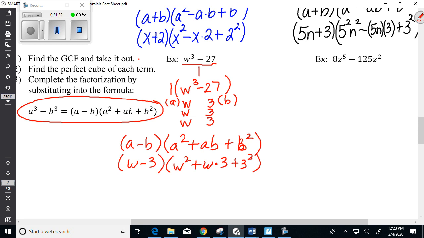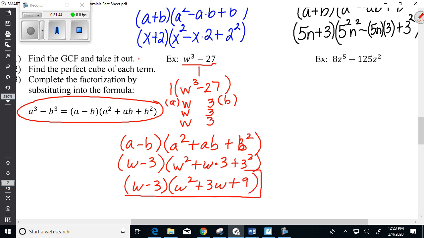Then we simplify and finish everything off. W minus 3, parentheses, W squared plus 3W plus 9. And then don't forget that 1 that you took out at the start of the problem. So that's it. That's all that's factored.